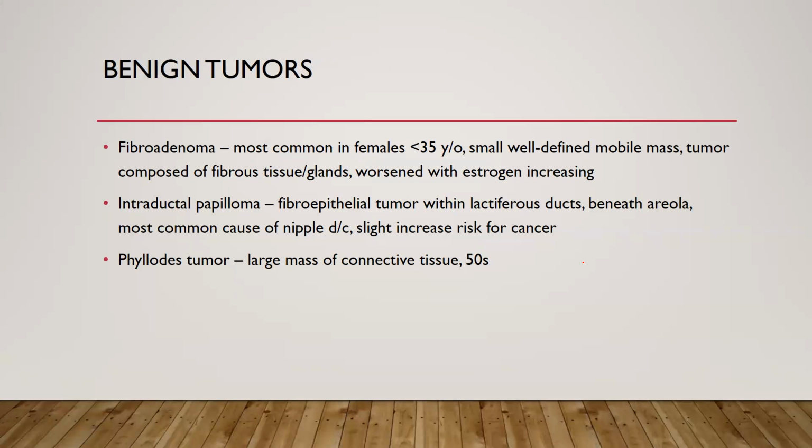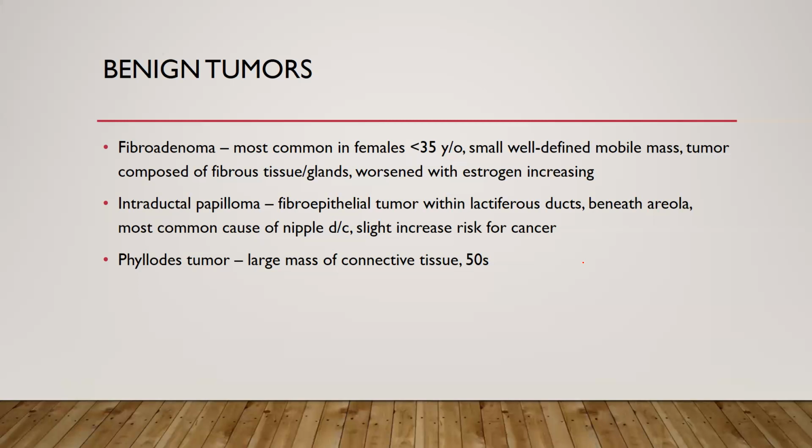It's the most common one seen in females, typically diagnosed under the age of 35. It's small, it's well-defined, it's mobile. It can be painless or painful. It's composed of fibrous tissue and glandular tissue, and it worsens with estrogen. So you can see a cyclical change here during your cycle.